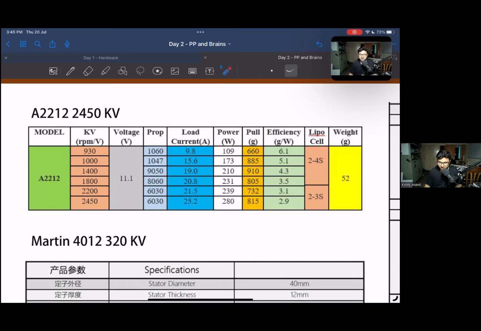So basically, let's say you use a 1800 kV motor. I'll just make some written calculations so that it is easy for you. If you use a 1800 kV motor and supply it with 11.1 volts, then at what RPM is it going to run? 1800 into 11.1 comes out to be 19,980 RPM. It's quite high.